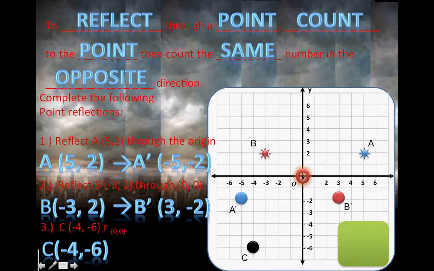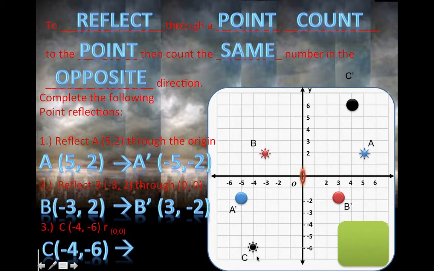So we want to count to that origin. So we're going to go to the right 1, 2, 3, 4 spaces, and we're going to count up 1, 2, 3, 4, 5, 6. We're going to repeat that process again to get all the way to our image. So we're going to go up another 6, and to the right another 4.